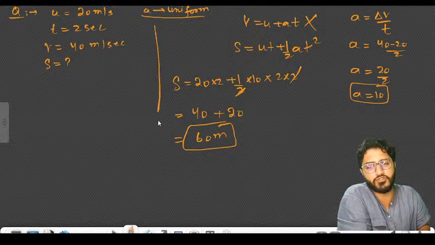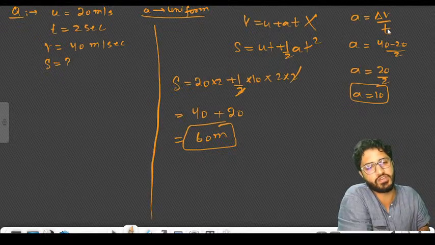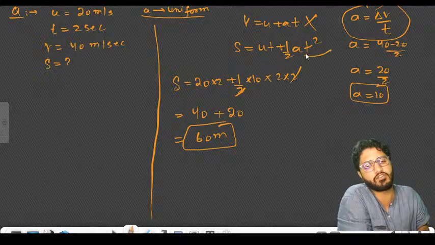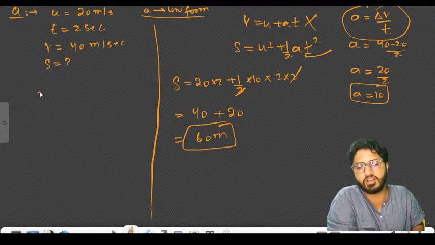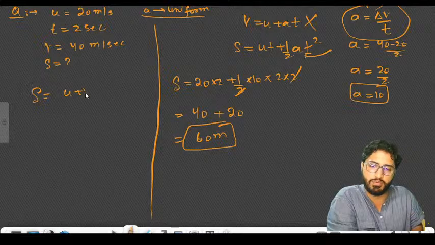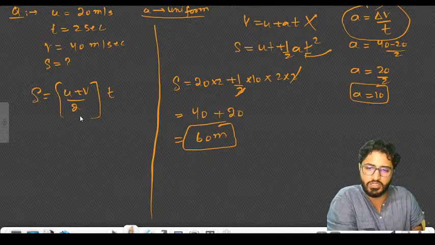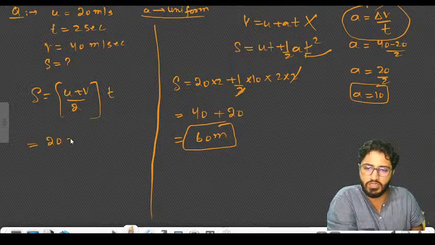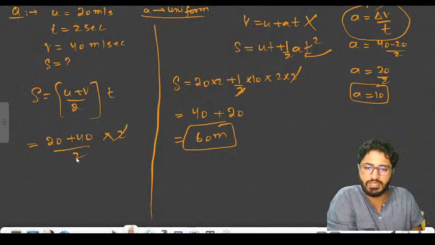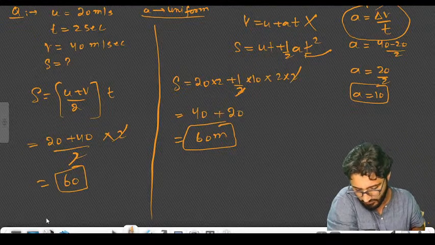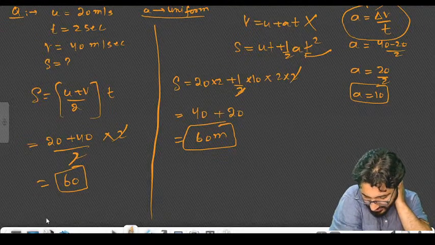It is a lengthy process, right? Firstly, we have to find out A, then place the A in this formula that we will get the answer. We have a short trick. S equals to U plus V divided by 2 multiplied by T. Shortcut. What is U? U is 20. V is 40, divided by 2 multiplied by 2. Cancel out. Answer is 60. Not 600, 60.